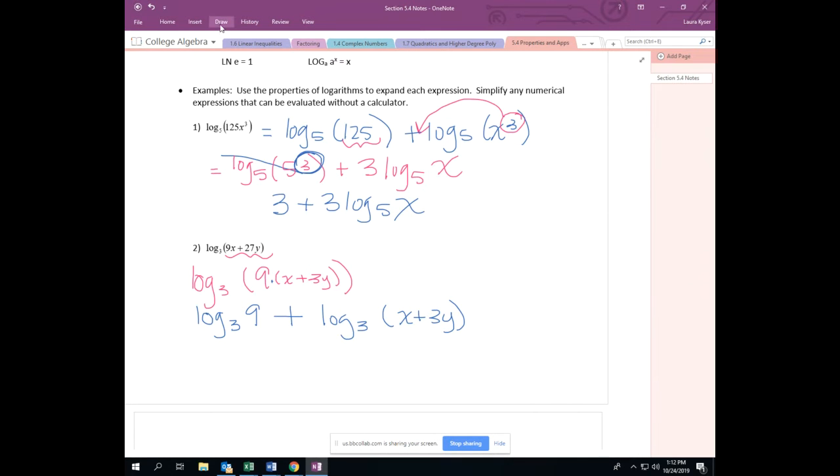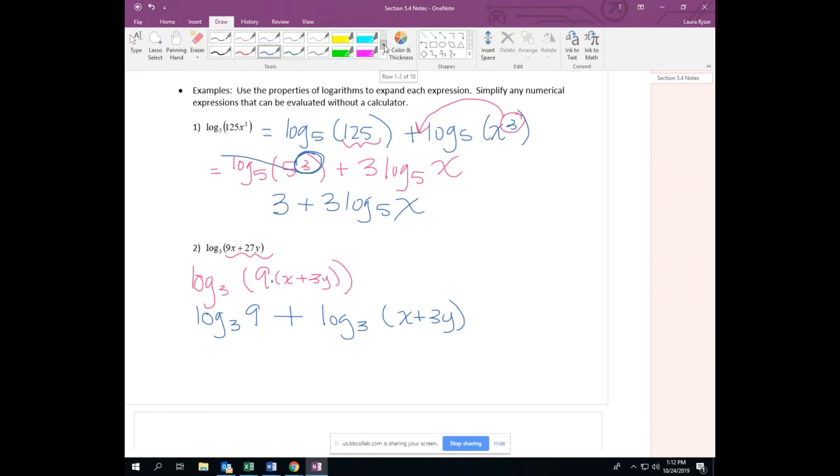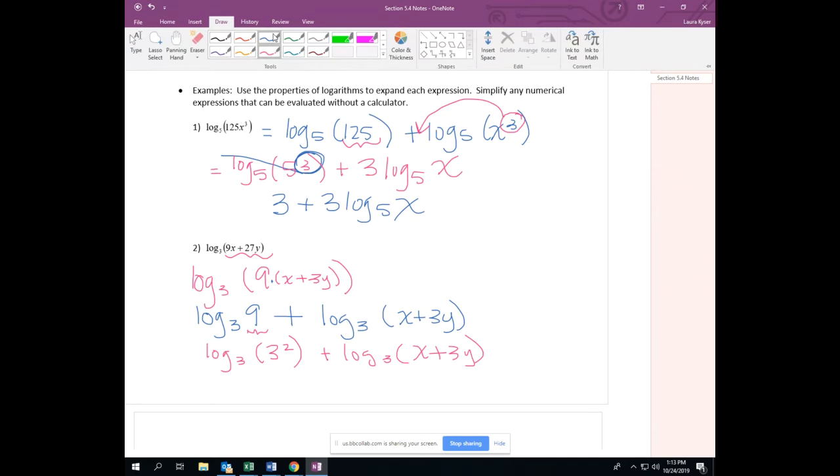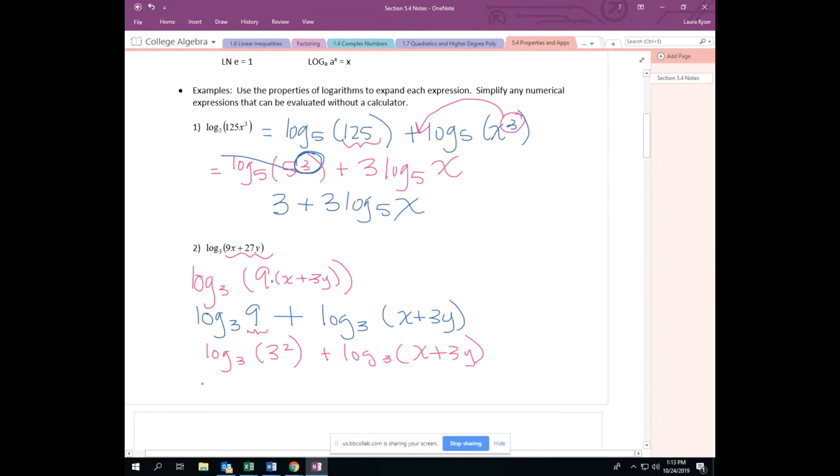So I'm going to rewrite my 9 again using powers because 9 happens to be a power of 3. So this 9 is going to become log base 3 of 3 squared plus log base 3 of x plus 3y. Again, that part's not going to change. And then in this last little bit, we're going to do the same rule that we did the last time and cancel out this log base and exponent base, leaving me with just 2. And then on the other side, log base 3 of x plus 3y.